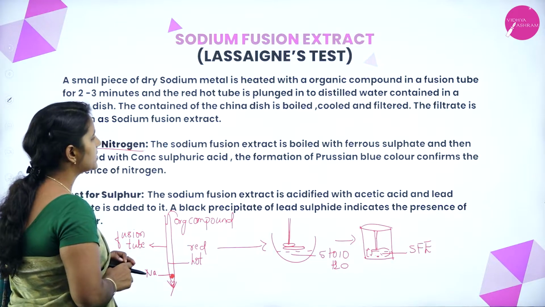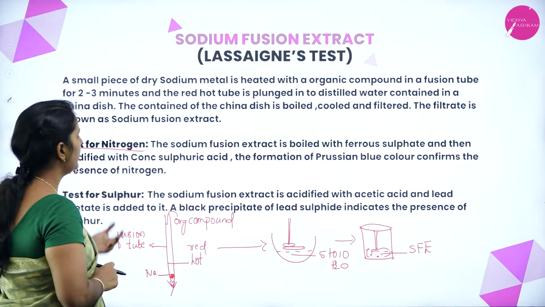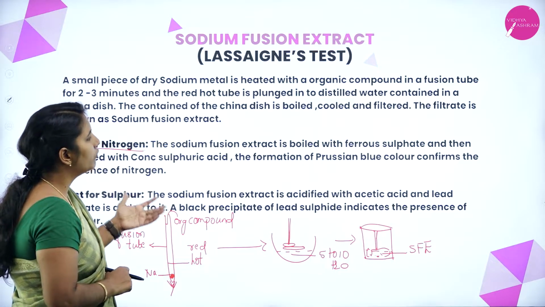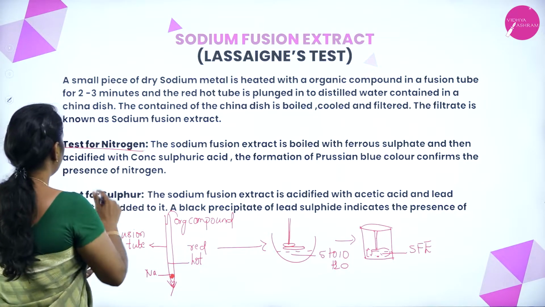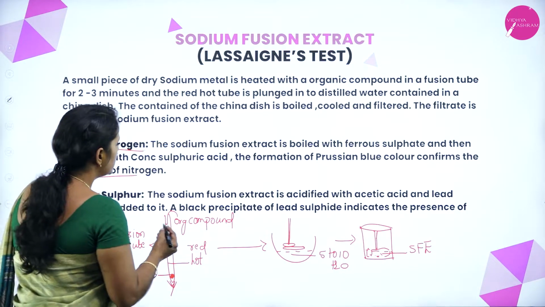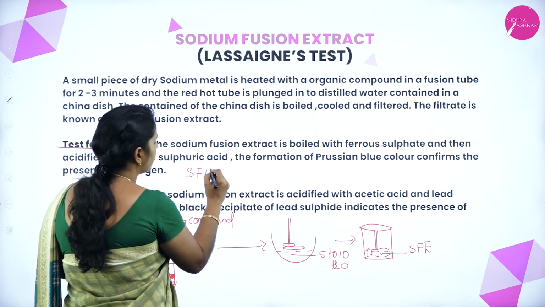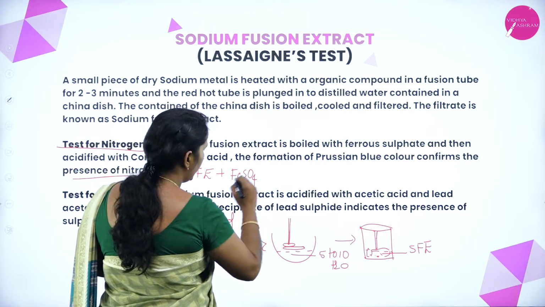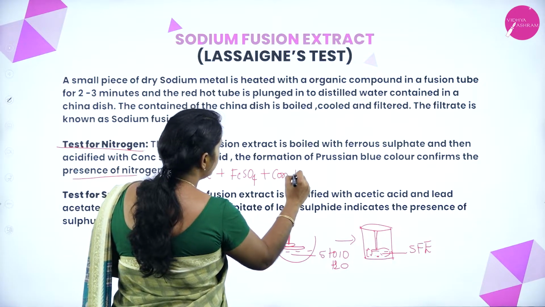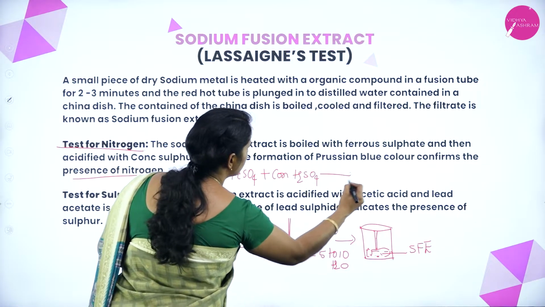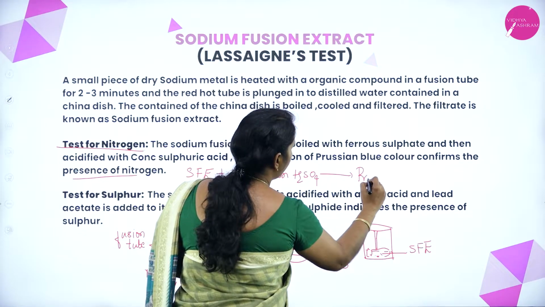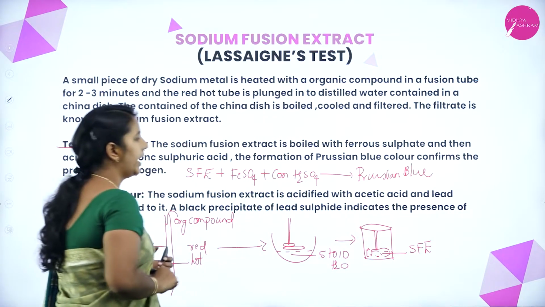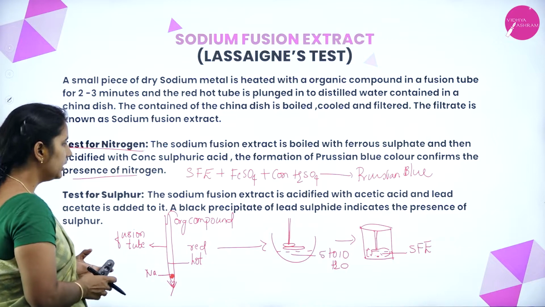The sodium fusion extract will be boiled with ferrous sulfate, then acidified with concentrated H2SO4, then formation of Prussian blue color confirms the presence of nitrogen. So, you take the sodium fusion extract, add ferrous sulfate to this mixture and boil it. Then you add concentrated H2SO4 to this mixture. The formation of a Prussian blue color confirms that nitrogen is there in the given organic compound.